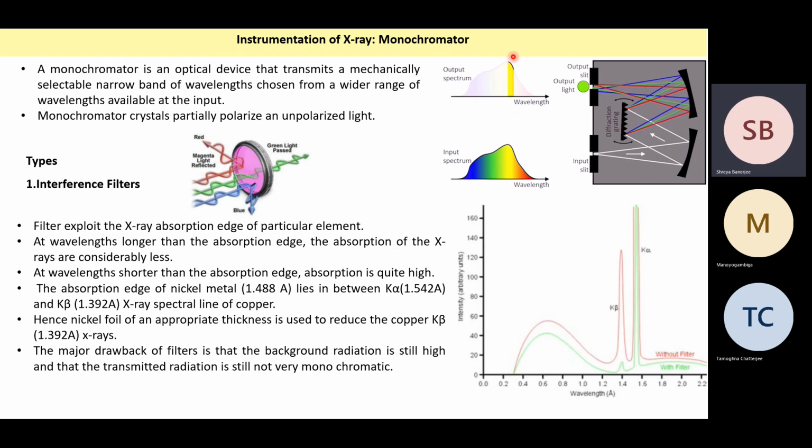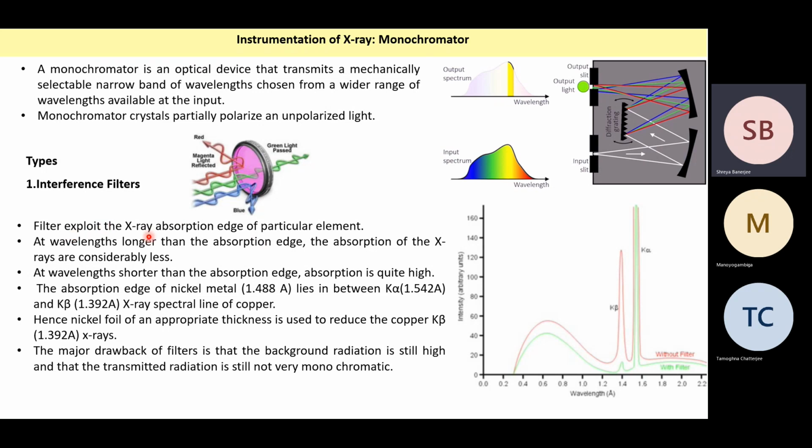While studying the characteristic and continuous X-rays, you saw that only the characteristic X-ray is of any use. So basically, you need X-rays of a certain wavelength, and the monochromator helps you narrow down the range of wavelengths. There are two kinds of monochromators. One is called an interference filter, where a filter is applied, and the filter allows only a certain range of wavelengths to pass through, and the other ranges are reflected.